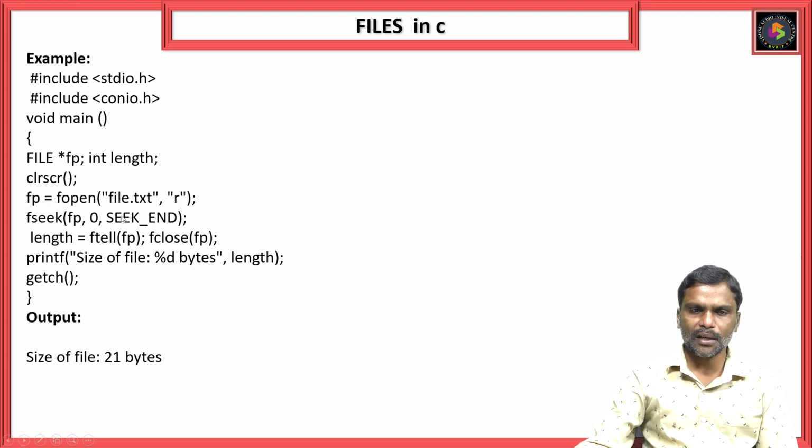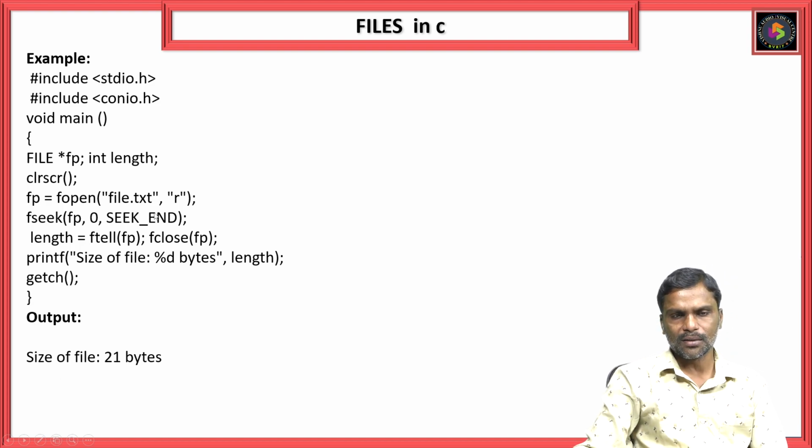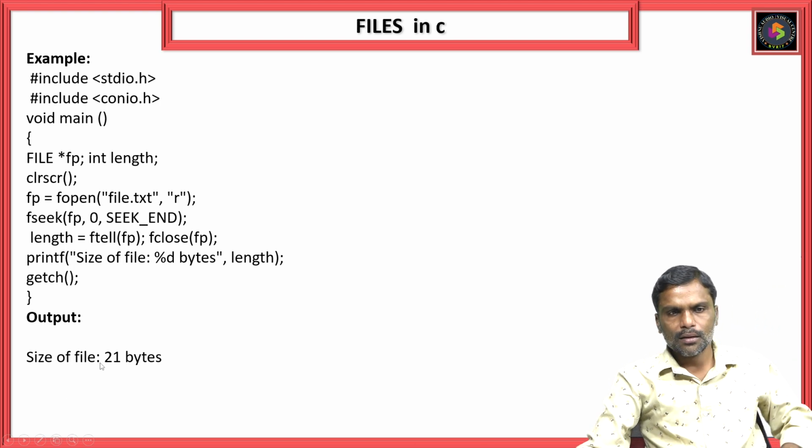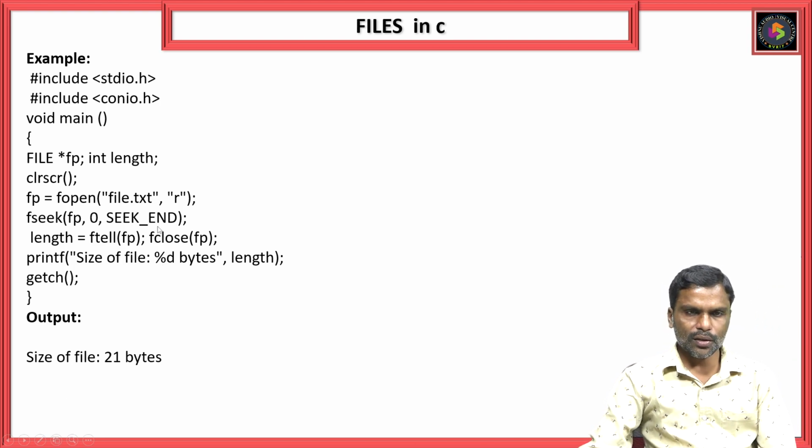Length is equal to ftell. Once we perform this function, we should close the file. Then it prints the size of the file. As you know, the bytes will be in the form of integers, so we are printing integers. If we execute this program, we get the size of the file as 21 bytes. Okay, students, so these are the three important file positioning functions.